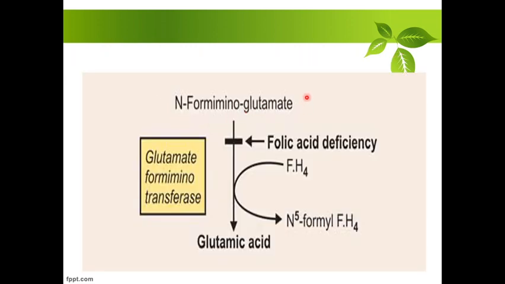Here you can see 4-aminoglutamate. This requires folic acid, the form of tetrahydrofolate. Now, if this is absent, FIGLU will not be converted to glutamic acid, right? And this will accumulate in the blood and excreted in the urine.